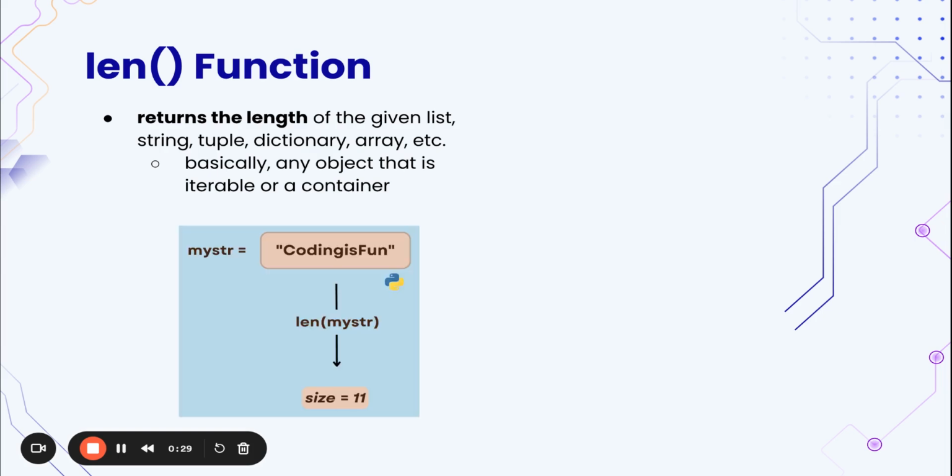Here's an example. We have a variable called myString, and the value of this variable is the string "coding is fun". And we would like to take the length of this variable, which is essentially taking the length of the string. So let's count the number of characters. 1, 2, 3, 4, 5, 6, 7, 8, 9, 10, 11. As you can see here, 11 is the length of our string.